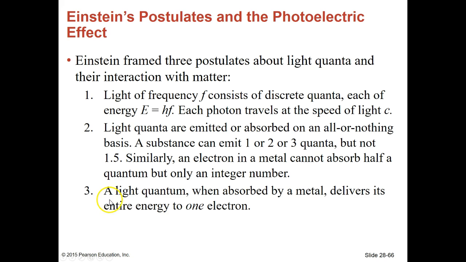So the third thing, a light quantum, when absorbed by a metal, delivers its energy to only one electron. So when one packet of light comes into a metal, it only will affect one atom, and it will only give its energy then to one electron, as that electron is jettisoned off because of the energy that is picked up.